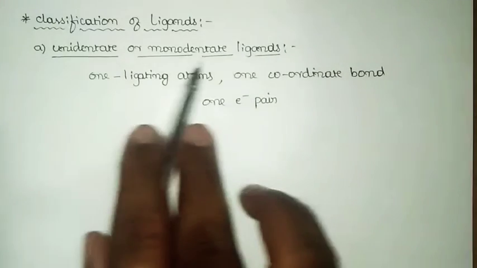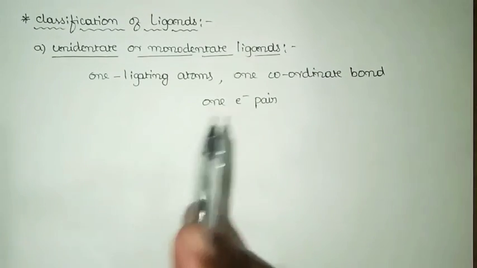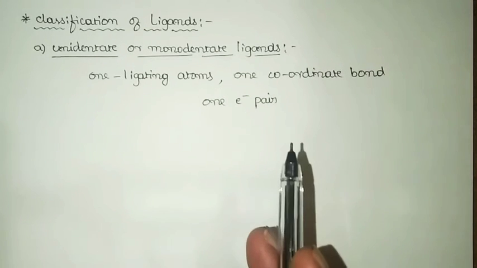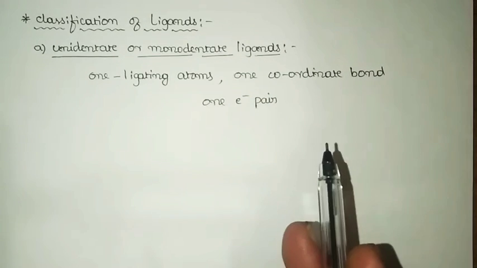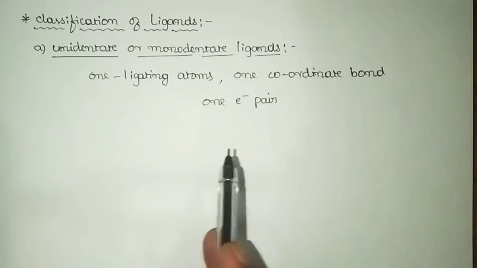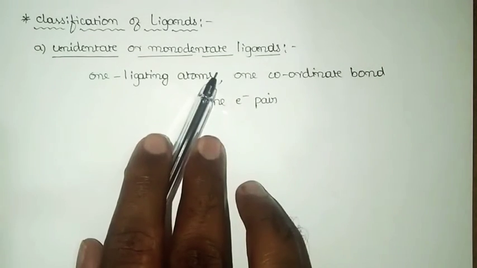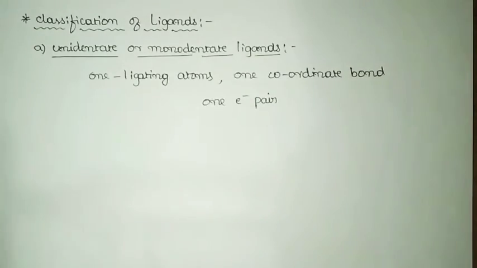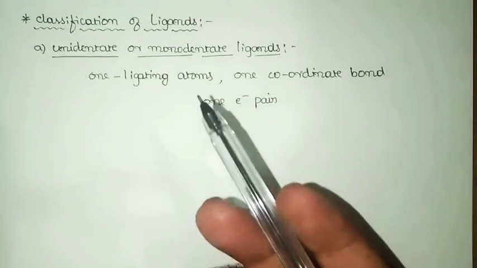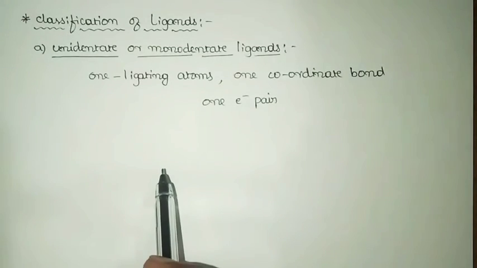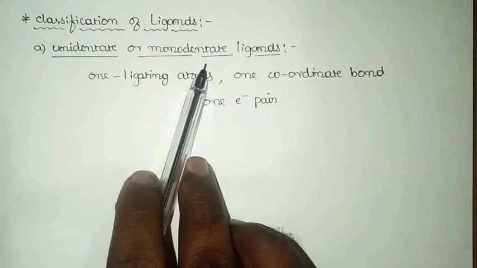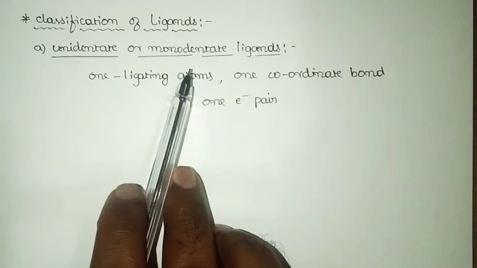And as I said, a ligand can be a neutral one or a charged one. Charged in the sense it can have a positive charge or a negative charge depending upon the ligand. So under monodentate ligands, we have neutral ligands, negatively charged ligands, as well as positively charged ligands. And now we shall see which ligands come under monodentate ligands and how we are supposed to pronounce all those ligands.